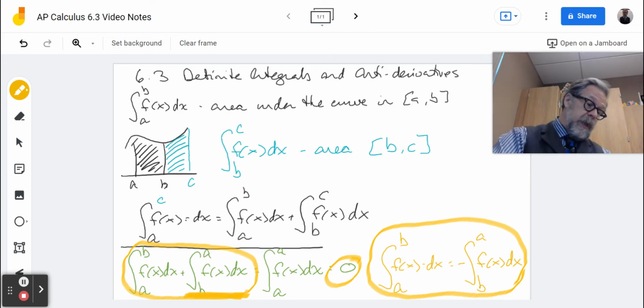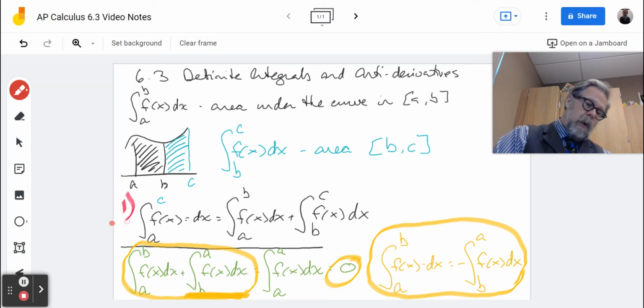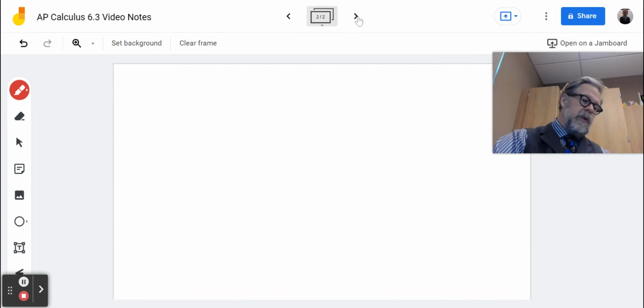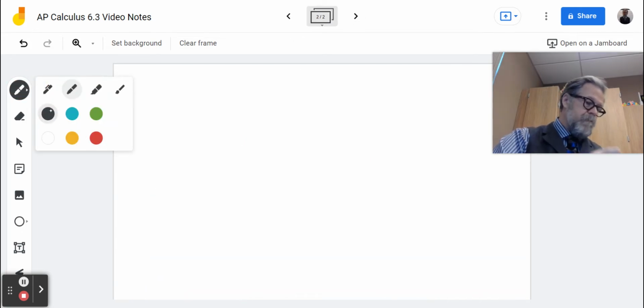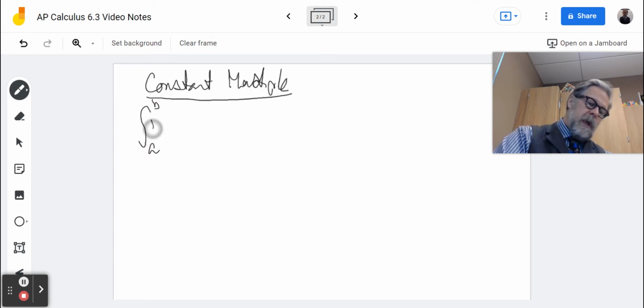All right, so there are two things that we now know. Number one, that is a property of integrals. Number two, this is a property of integrals. Let's look at a couple more. So how about a constant multiple? The integral from a to b of k f of x dx.